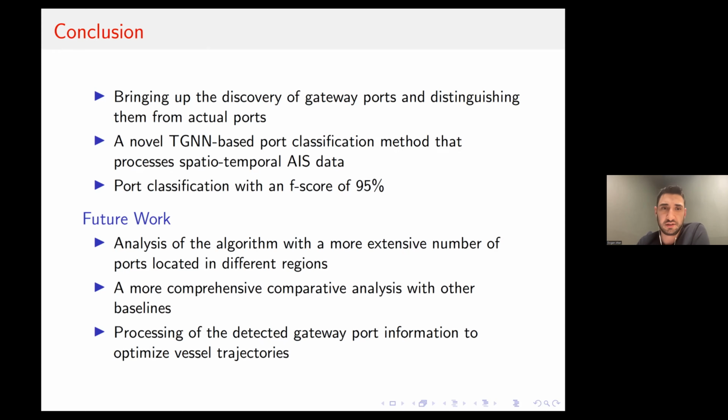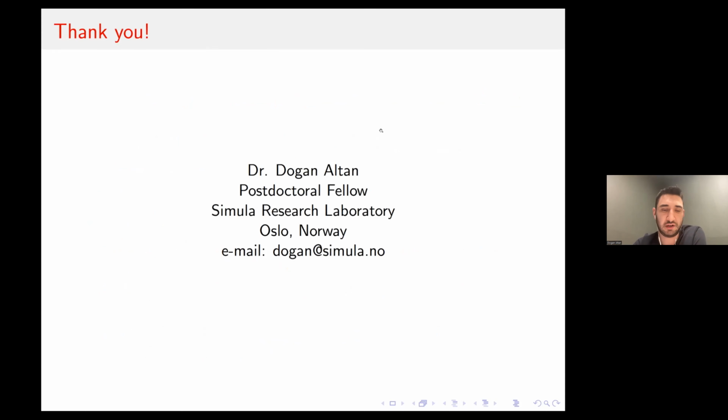Of course, there are many future directions for this work. First, we are planning to analyze our proposed algorithm with a more extensive number of ports, which are located in different regions of the world. Right now we are working on the Halifax region. We are also planning to give a more comprehensive comparative analysis with other baselines as well. And in the long term, we are planning to process this detected gateway port information to optimize the trajectories of the vessels. So thank you for listening, and I'll be happy to answer your questions after all the presentations, I guess.